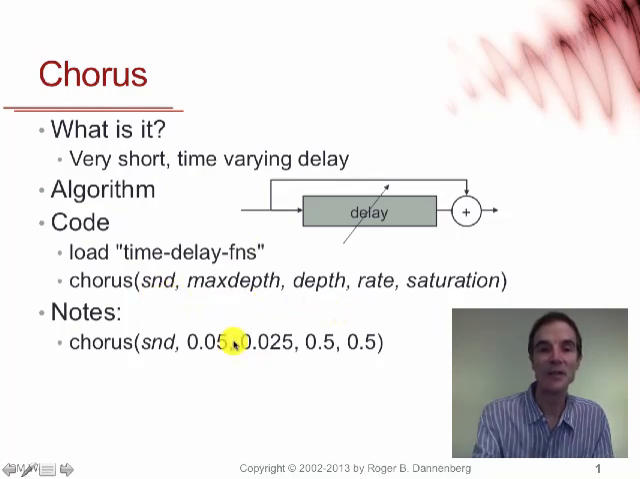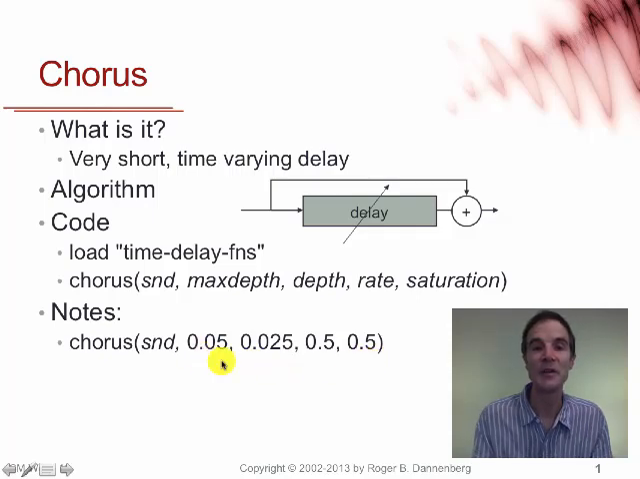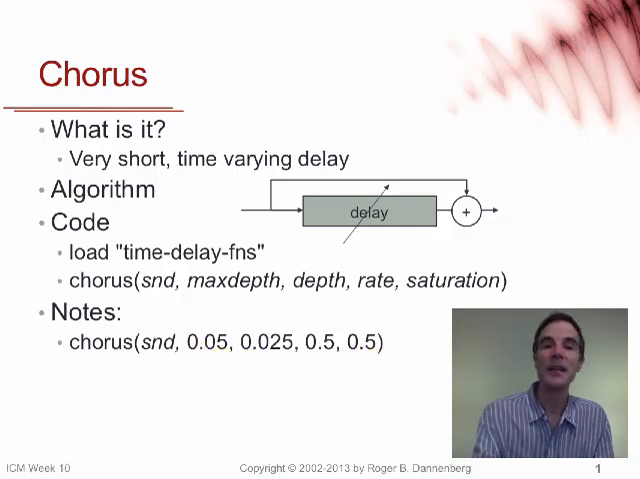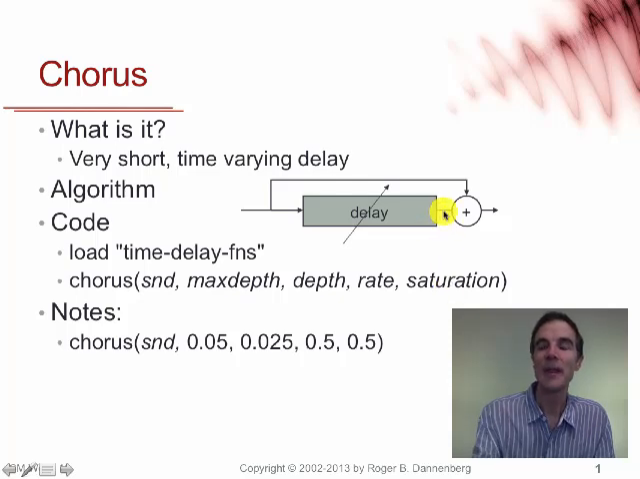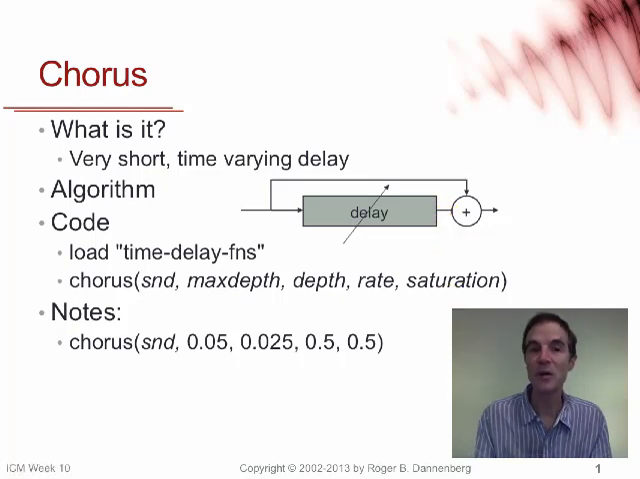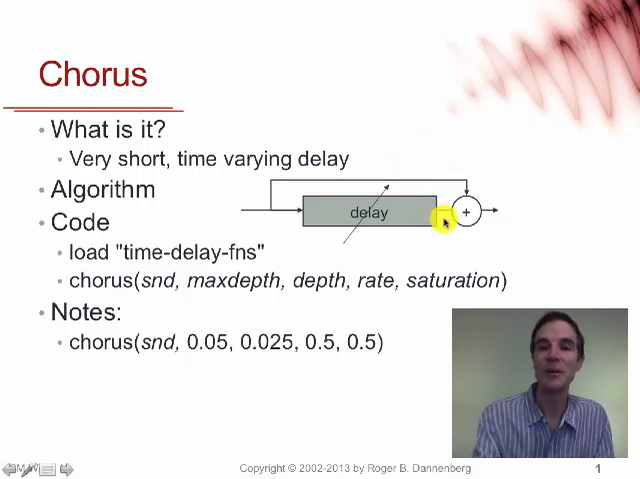There are a lot of parameters. Here's a suggested setting for initial values of these parameters. Let's start at the end and work our way backwards. The saturation is the scale factor that's supplied to this delayed signal. So if you want a very small chorus effect, you might put in a tenth or a smaller number.